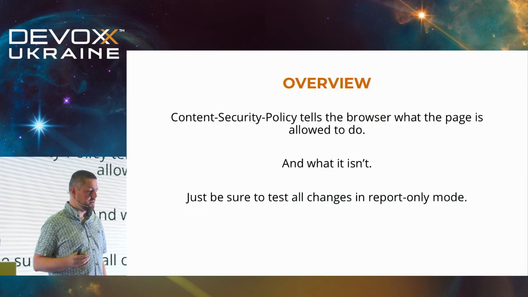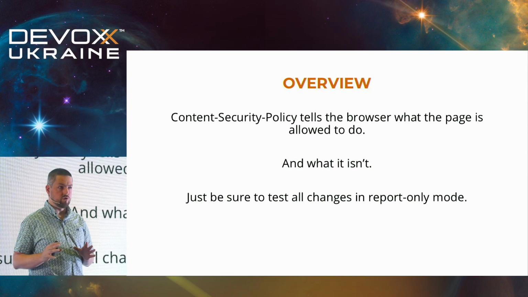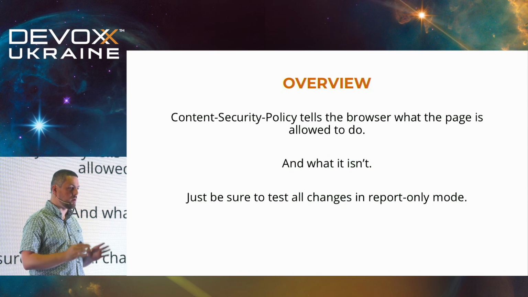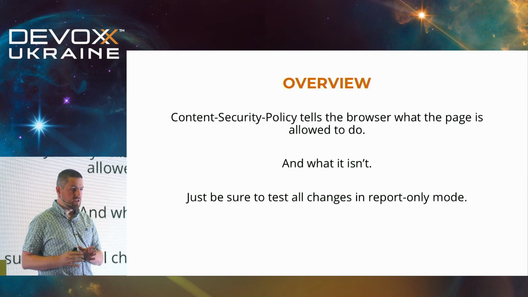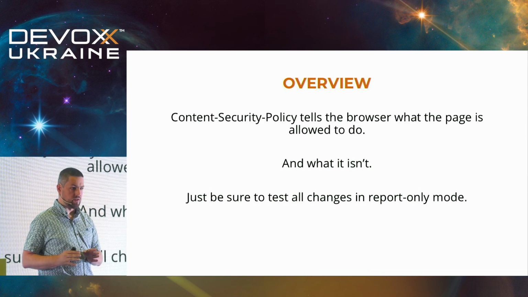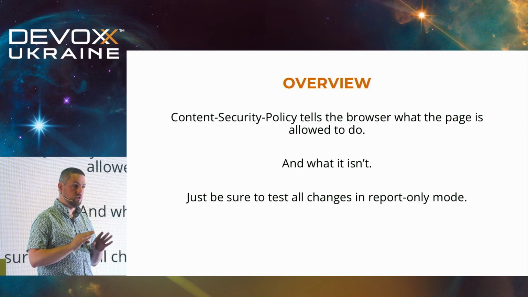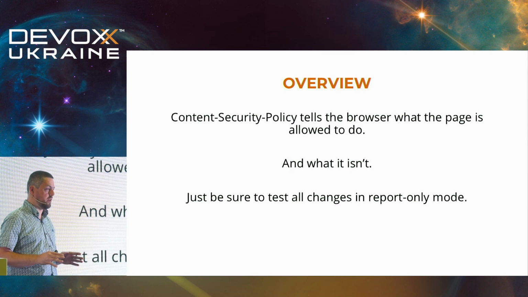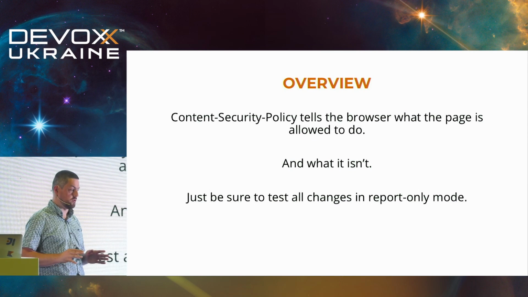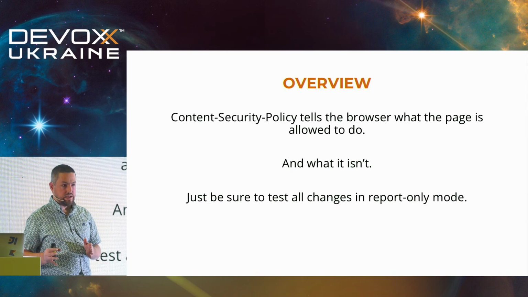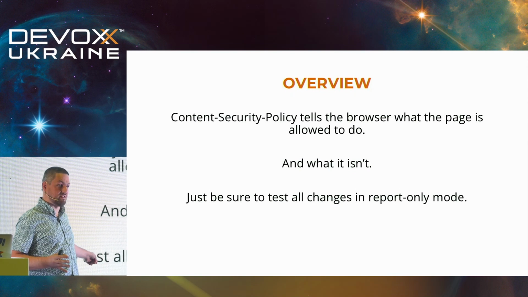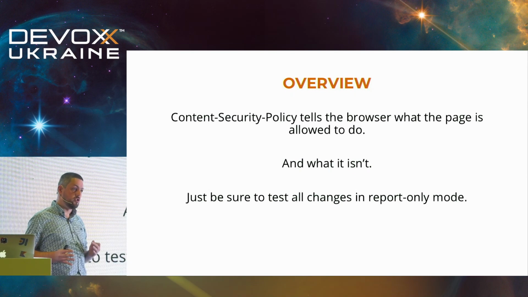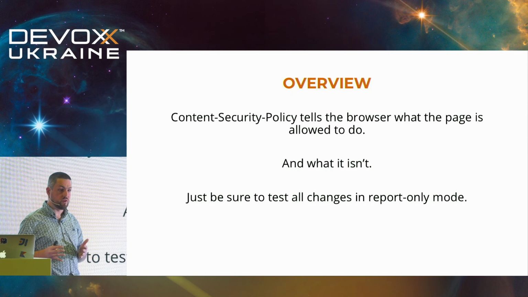The content security policy really tells your browser what the page is allowed to do. It's very fine-grained, and anything that is not specifically allowed is forbidden. So you can really tell it how to behave, what you want it to do, what you don't want it to do. Since everything that's not allowed is forbidden, just make sure that you actually test it. Use the report-only mode to make sure that the stuff that you put on there does not break your whole site.